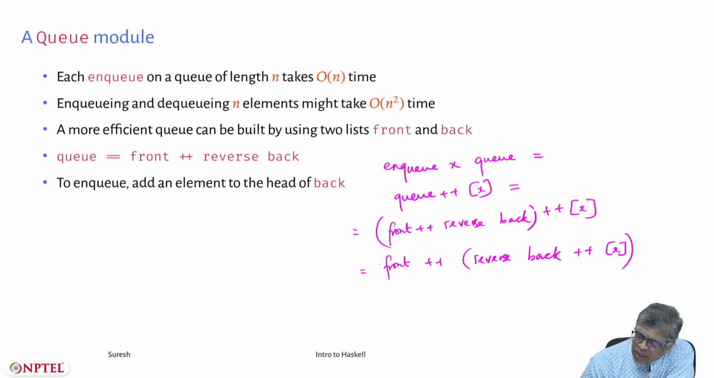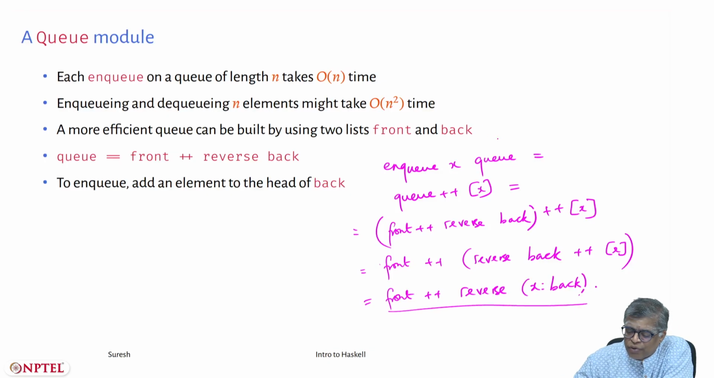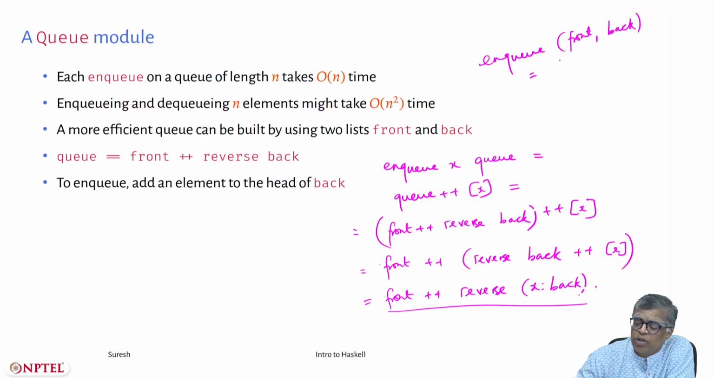But this is nothing but the definition of reverse of X followed by back, right? So therefore, when you are representing Q as front and back, you will actually be doing something like this: NQ of X in (front, back) is nothing but (front, X : back). Okay.